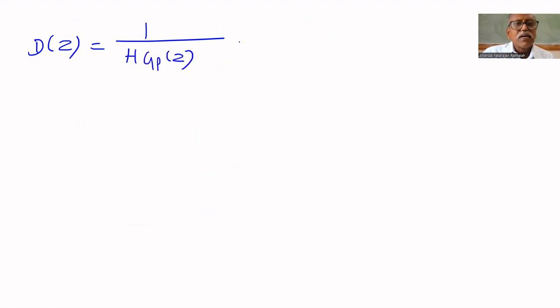Therefore, D of z equal to what? Digital controller D of z equal to 1 by HGP of z. We are assuming a first order system. That's why y of z divided by y set point of z is z power minus 1 whole divided by 1 minus z power minus 1.